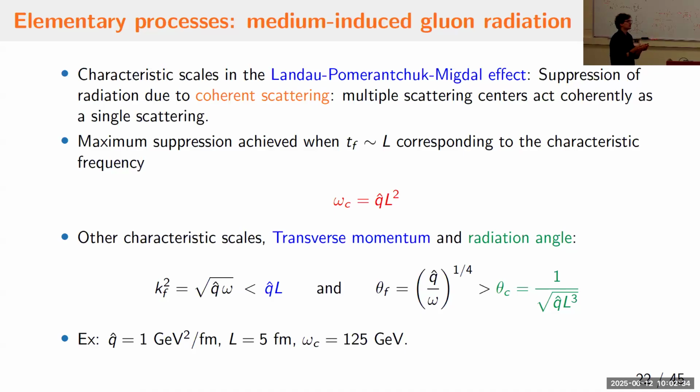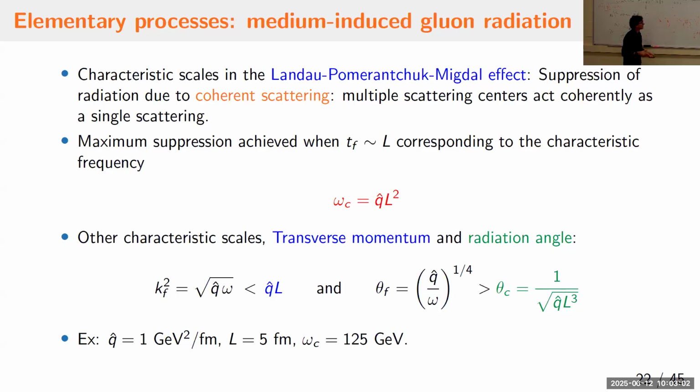So this radiation process happens with constant rate. It could happen anywhere inside the medium. Say this is the medium, going from 0 to L. You could have a radiation that happens here or here, and the time scale is T_F.